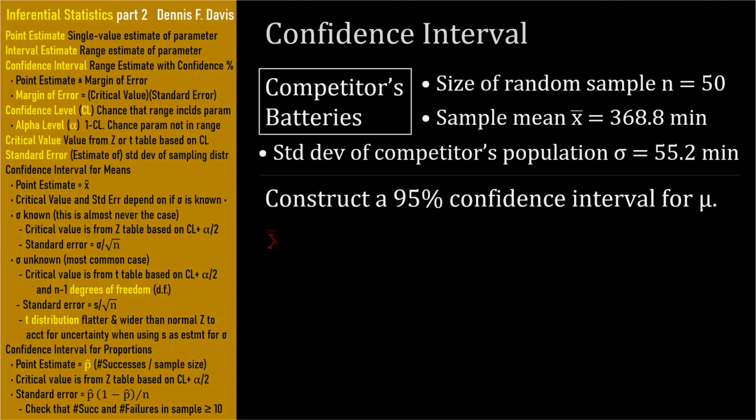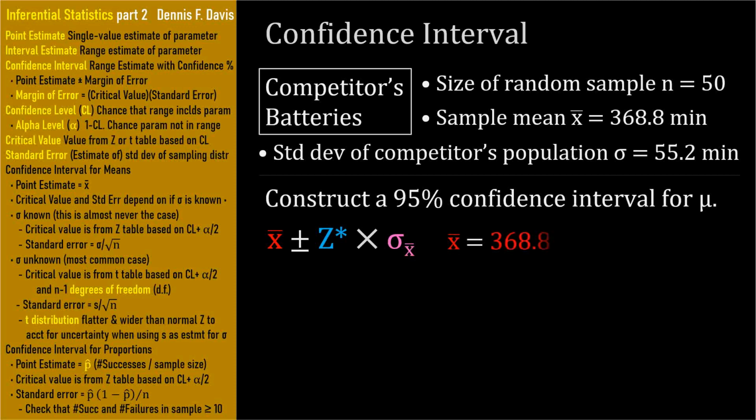It's easy. X bar plus or minus critical z times sigma sub x bar. All confidence intervals are based on a formula that looks like this one. We're given x bar here. Critical z always depends on the confidence level, and we can determine sigma sub x bar from the population standard deviation sigma and sample size n.